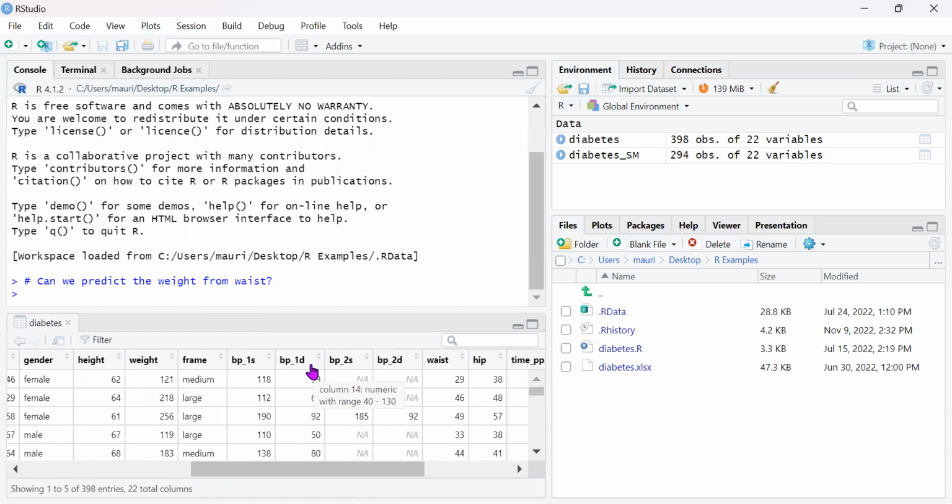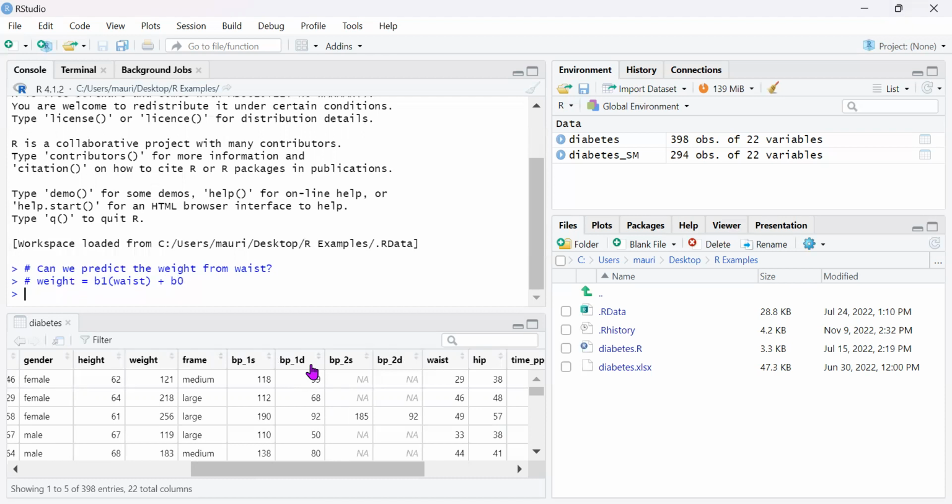Essentially, at the end of the day, we are going to construct a formula that looks something like this: the weight of a person equals some beta 1 of the waist plus the y-intercept, which is beta 0. So what are beta 1 and beta 0? This is what we want to find out.